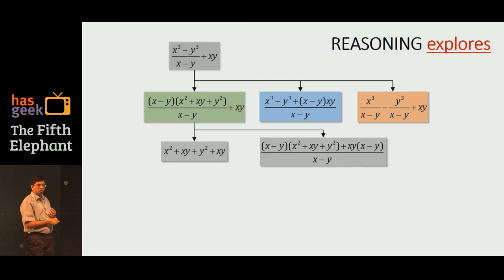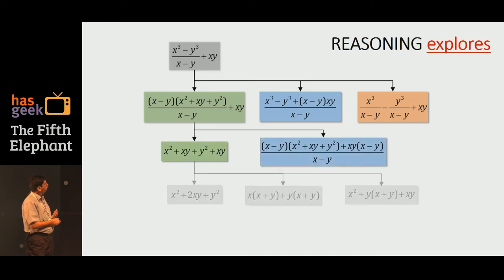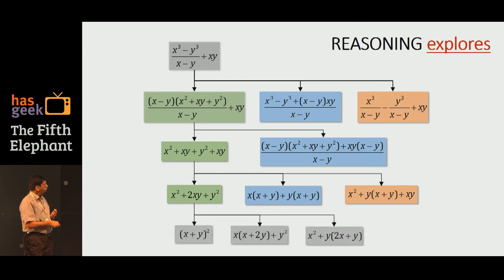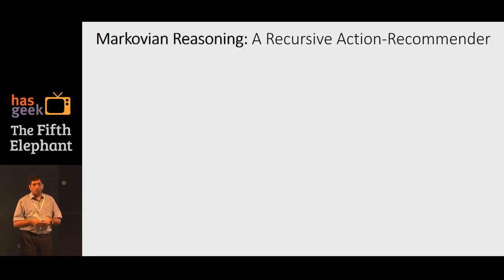Knowledge tells me you can do these two. My learning tells me you should do this one. And my knowledge again tells me from here what the options are, and my learning tells me this is a better option. Again, my knowledge tells me these are the three options, and my learning tells me that this is the right one. So we understand the role of knowledge and learning in the process of reasoning. Reasoning is recursively using knowledge and learning in this process. Now let me give you an architecture of this whole thing.